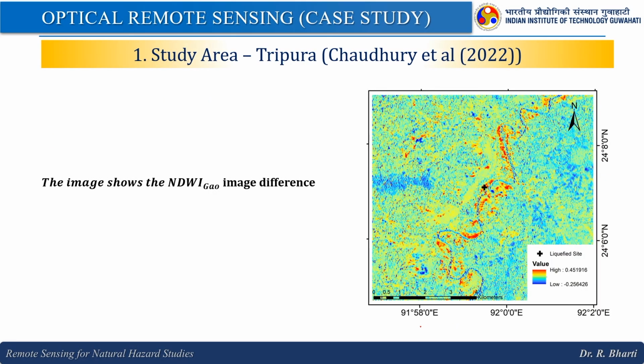This is the image difference. I told you that image difference will give you more information about the study area, right. So, this is the liquefied site which is from the field or from the published literature, and here you can see the minimum and maximum value, and this can provide you more information about such area which is getting liquefied.